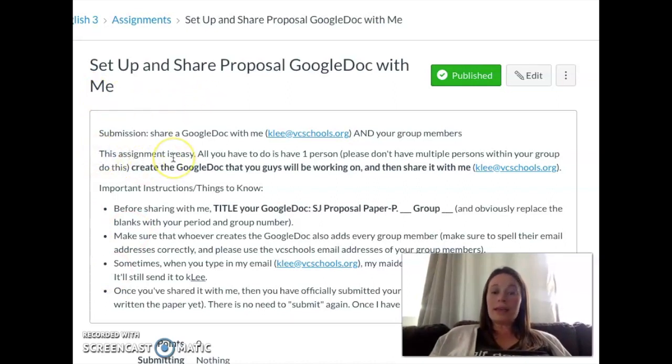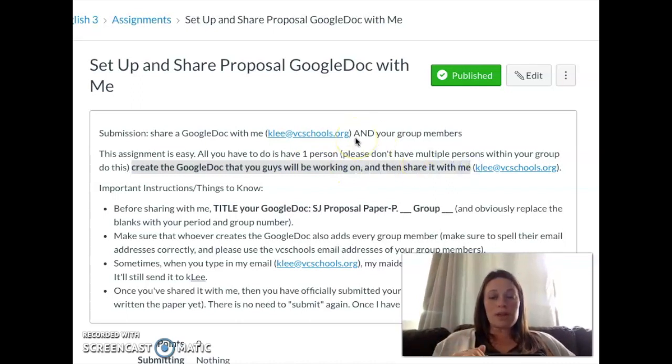This assignment is easy, okay? All you have to do is have one person, and again, please limit it to one person, that actually creates the Google Doc. Do not have multiple persons within your group do this. The one person is going to create the Google Doc that you guys will be working on and then share it with me. If multiple people do this, you're going to have multiple documents and you guys are not going to be literally on the same page. I need you to literally be on the same page. Okay, so one person creates the Google Doc, shares it with everybody else in the group and me.